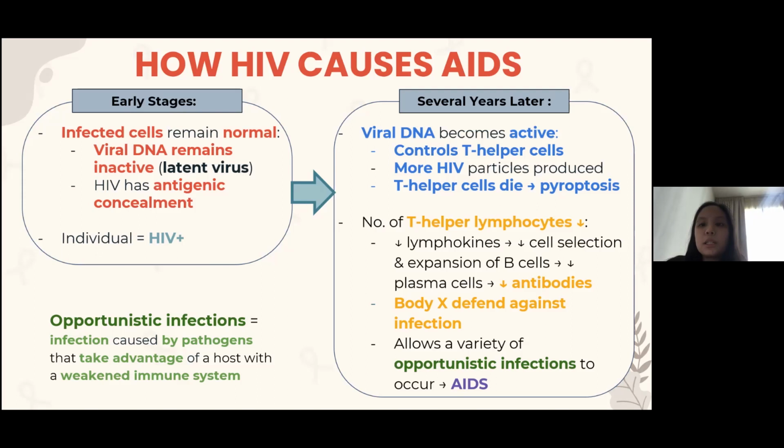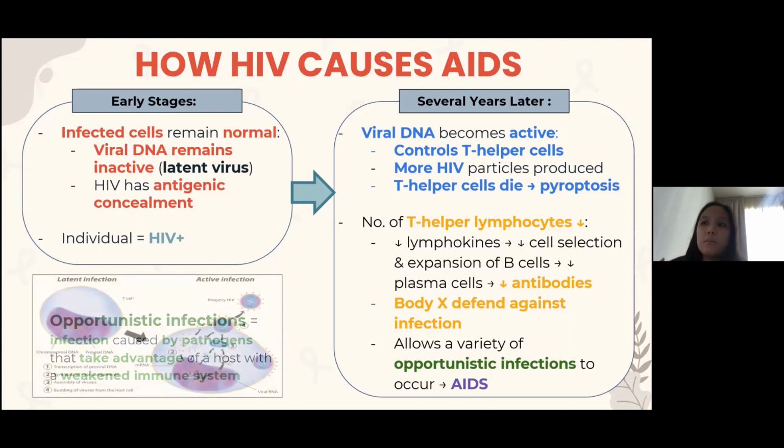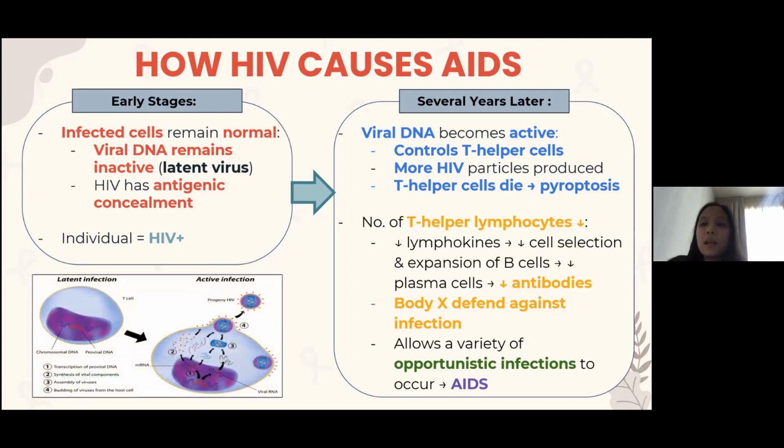So what are opportunistic infections? Opportunistic infections can be defined as infections caused by pathogens that take advantage of a host with a weakened immune system. So you can think of the pathogens as a bully and your immune system as a victim. So if you're a bully, you're most likely to bully someone who's weaker than you because they aren't able to put out any defenses. So the same thing goes with opportunistic infections. Pathogens will take advantage of you because you don't have any defenses against it.